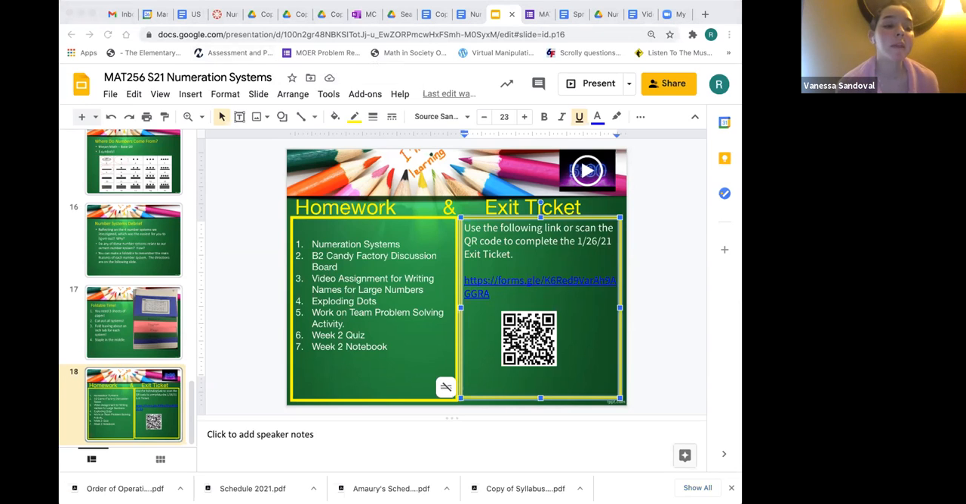So tomorrow, are we going to be going over the B2 candy factory assignment, or will you be giving us an overview? I was taking a look at it last night, and then I was like, okay, I'll ask in class. Yeah. So tomorrow we're going to be in a B4 candy factory. And so when we do our B4 candy factory, then your B2 candy factory will make sense.